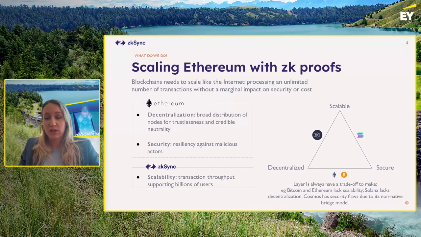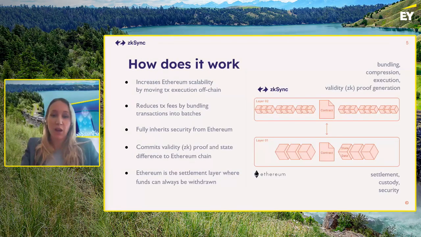Other layer 1s out there, they all have to make some sort of a compromise when it comes to one of these 3 aspects. And we strongly believe that compromising on security or decentralization is just not an option. So hence we are scaling Ethereum with zero-knowledge proofs. And I'll explain to you a bit how we do that.